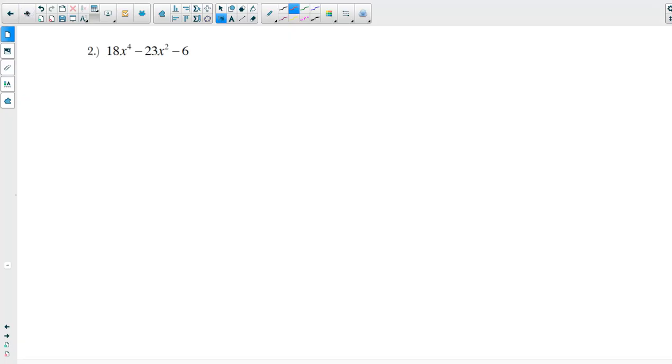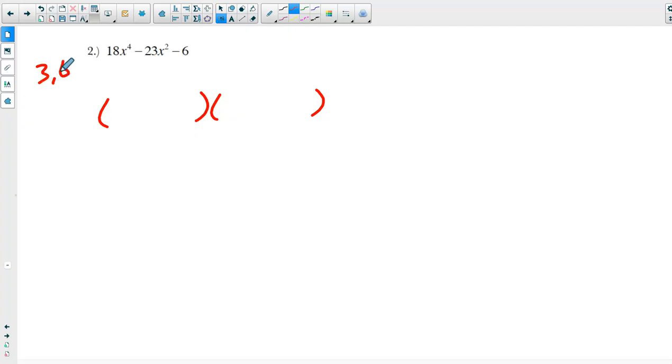Oh boy. All right, so I look, do I have a greatest common factor I can take out? No. So then I'm gonna look at my powers. I got 4 and I got 2, so that's good. So I'm gonna draw my parentheses so I can start this. Let's list off some numbers for 18. 3 and 6.